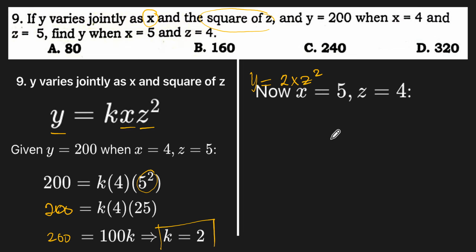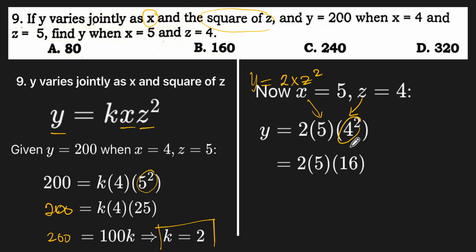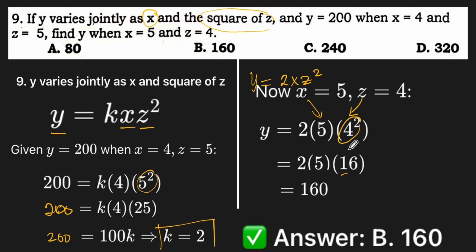Now we have x equals 5 and then z equals 4. So plugging them, the second value, 5 would be the x, z would be the 4, and then simplifying them, 4 squared is 16 times 2 times 5, that is equal to 160. So the answer would be letter B.